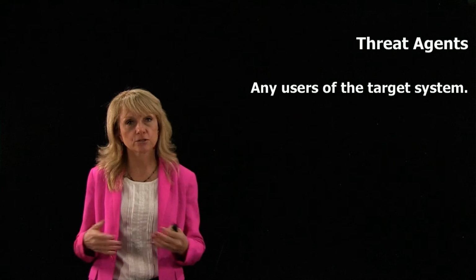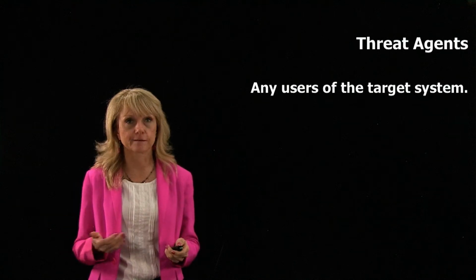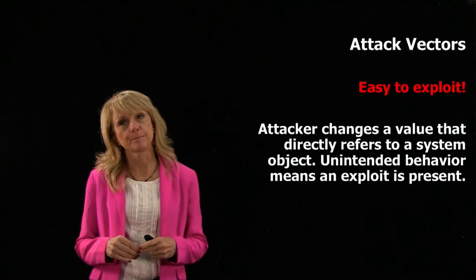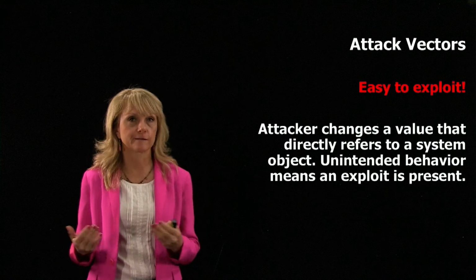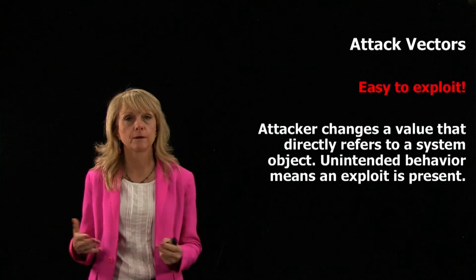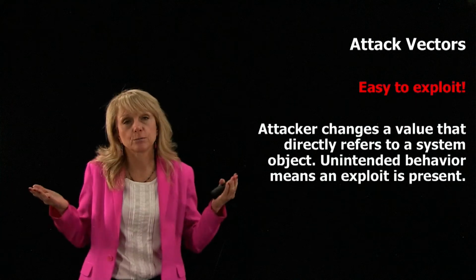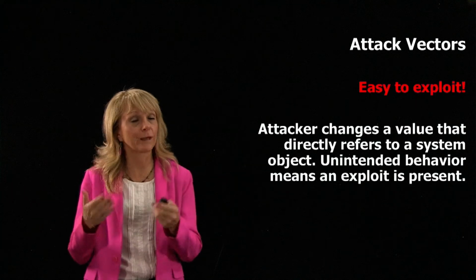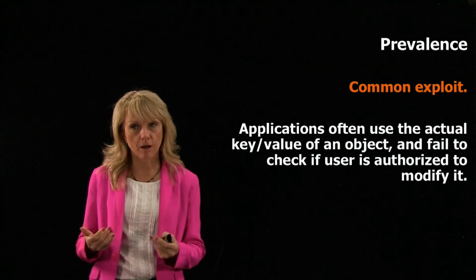Who is the threat agent? Who can perform this type of an attack? Any user of the system. How easy is it to exploit? Easy. If it's there, it's dead easy to exploit. Attackers change a value in a system, and you'll see an example of this. They just change a value, and the attack happens. So when the vulnerability is there, it's dead easy. So it is a common exploit.